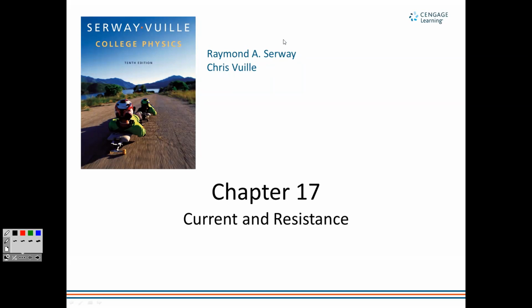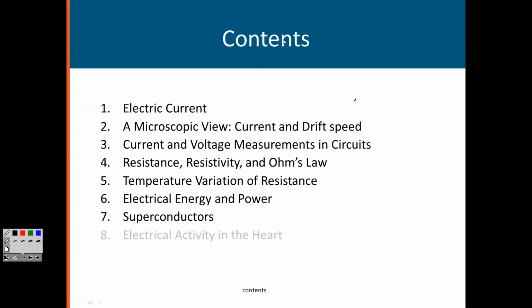Good morning. So let's see what we have in the content for this chapter. We have got 8 sections. The last section, the electrical activity part, we will omit. Section 1, or topic 1, is electric current. We'll introduce what an electric current is. We just say current, and when you say current, we mean electric current. There can be water current as well.